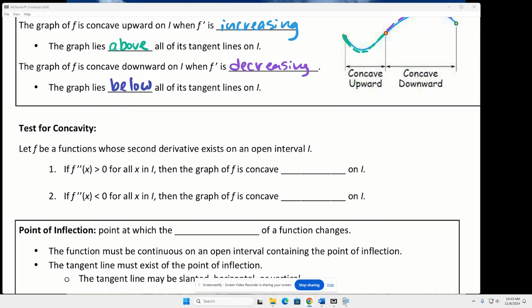Okay, so we have some tests for concavity. So f is a function whose second derivative exists on the interval. If the second derivative is positive, or greater than 0, then the graph of f is concave up on that interval. If that second derivative is negative, the graph of f is concave down on that interval.